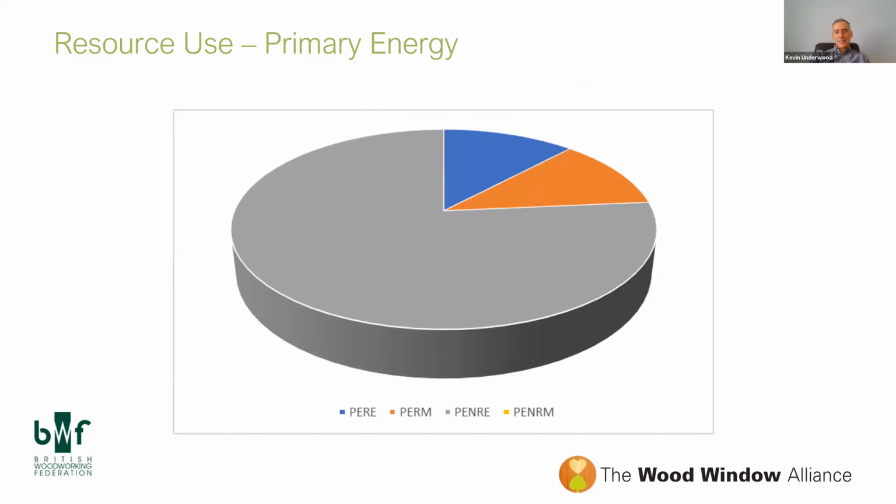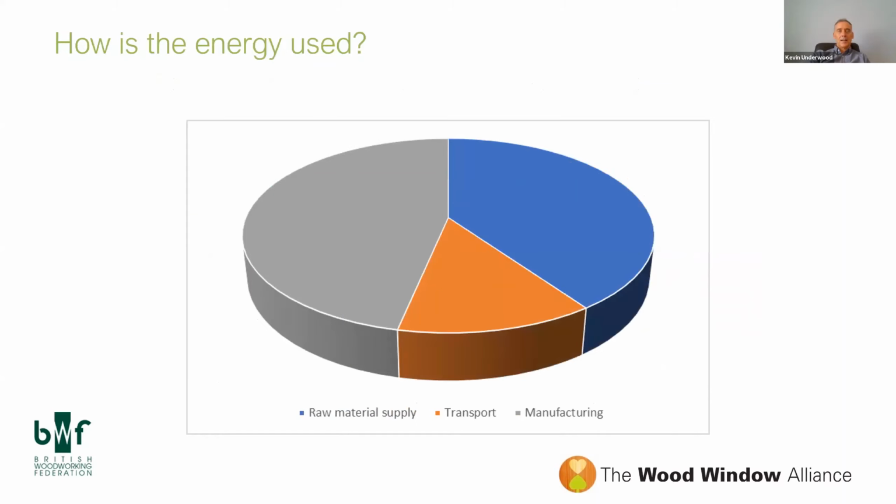Could we present the energy in a different way? Or the transport, manufacturing costs. So just using the figures from the EPD and presenting them in a different form could just encourage our members to look at where they could make the best savings.